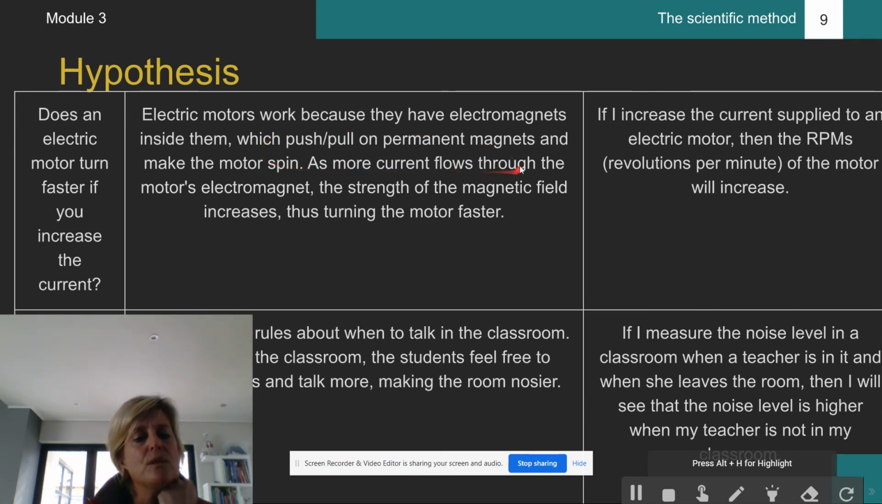What in this investigation will be dependent on the current that flows through the motor? That would be how fast the motor turns, or, as we can see in our predictions, the revolutions per minute of the motor. That would be our dependent variable. Is this type of data quantitative or qualitative? Quantitative. We can measure with an ammeter the amount of current, and then we could count the revolutions per minute of the motor.